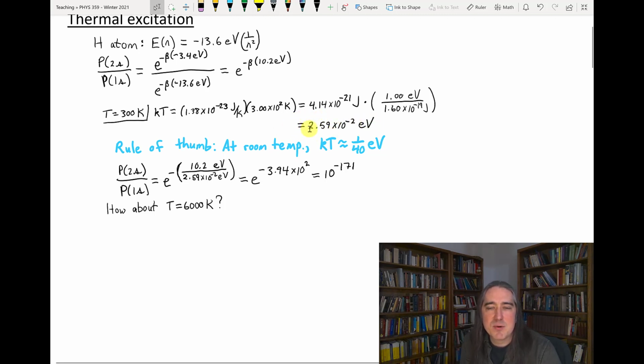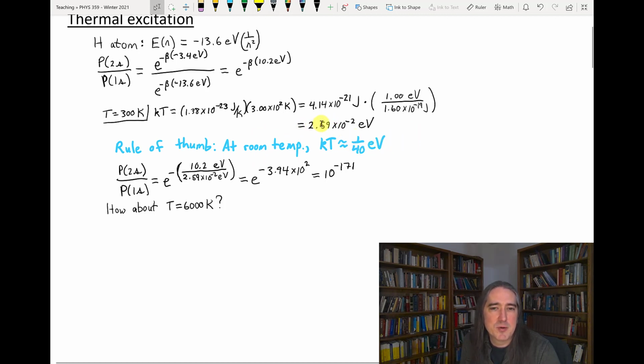And I've taken this number and boiled it down into a nice rule of thumb that you can use, which is at room temperature, so about 300 Kelvin, maybe you keep your room at 295 Kelvin. That's not a big change, right? That's a 1 or 2% change. So at room temperature, kT is about 1 over 40 eV.